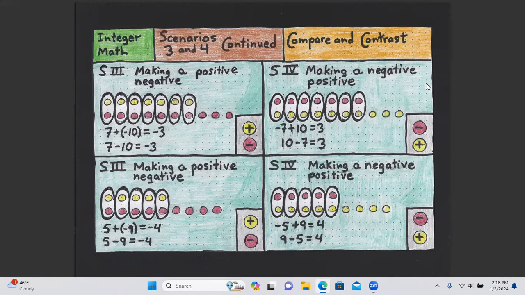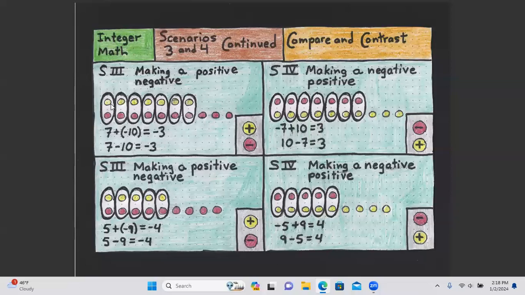Today, we are going to take a deeper dive into scenarios 3 and 4, by comparing and contrasting the two scenarios. In scenario 3, we're going to make a positive actually negative, and in scenario 4, we're going to make a negative positive. So let's go into scenario 3, and remember, we're keeping basic arithmetic in mind.